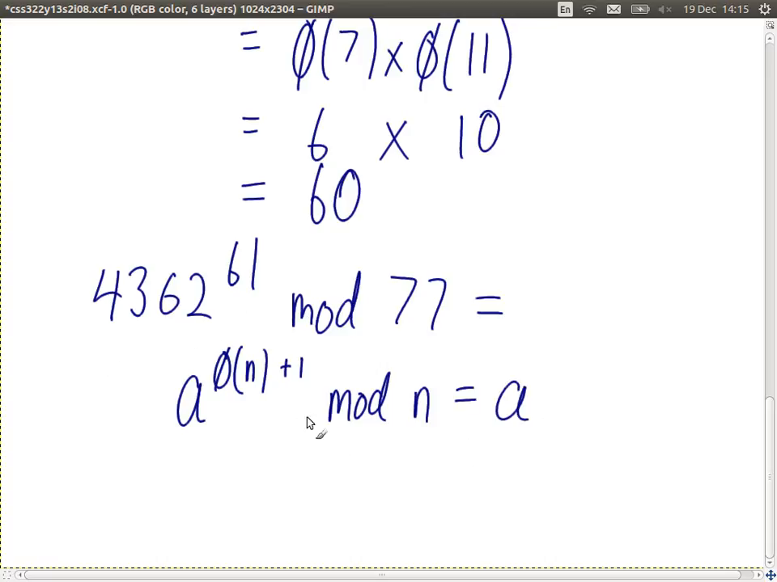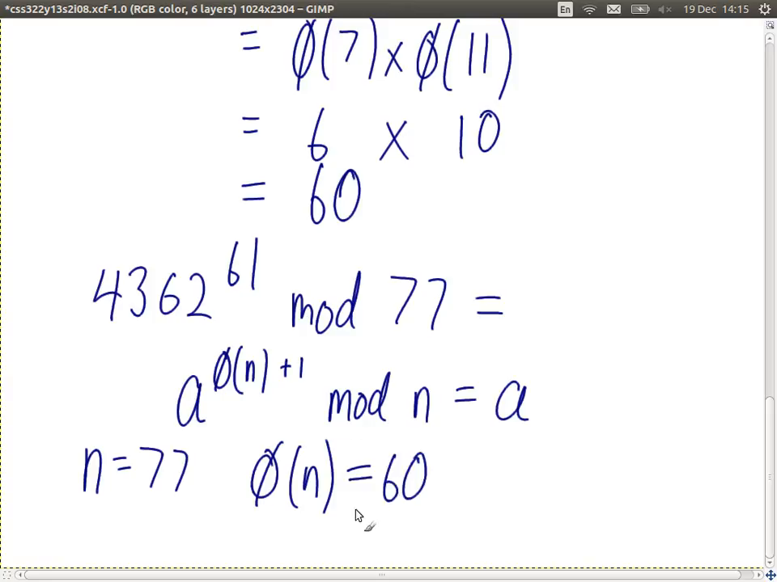Well, we just solved the totient. Does this fit this form? Well, if n is 77, we found before the totient of n, just above, was 60. So the totient of n plus 1 is 61. So in fact it does match this form. Some number to the power of the totient of 77 plus 1, that is 61, mod 77, the answer is that original number.